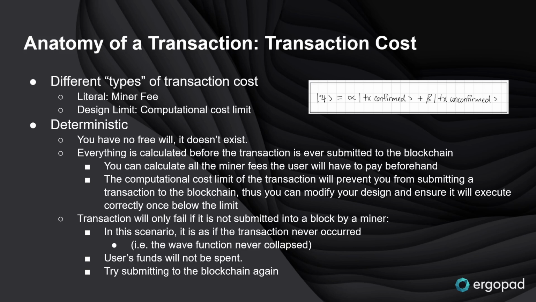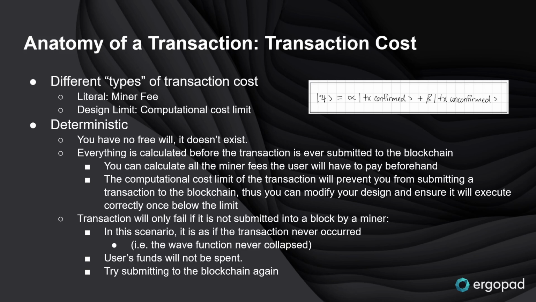So in this sense, transactions on Ergo are deterministic. Everything about the transaction is calculated before it's ever submitted to the blockchain. You can calculate all of the miner fees the user will have to pay beforehand. The computational cost limit of the transaction, like I said, will prevent you from submitting your transaction to the blockchain. And as a designer, that's useful because then you know that something is wrong.